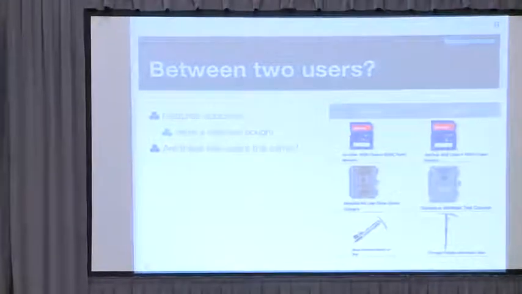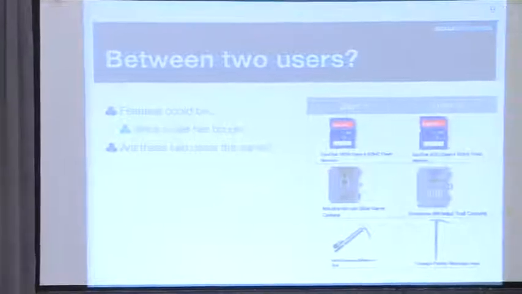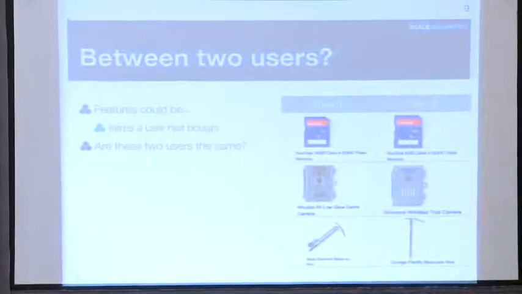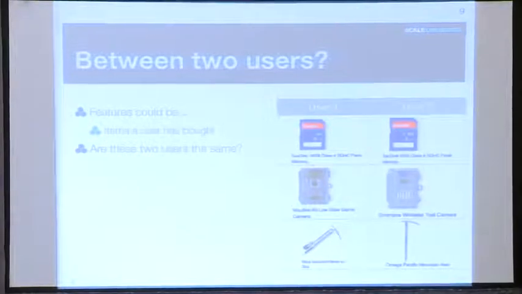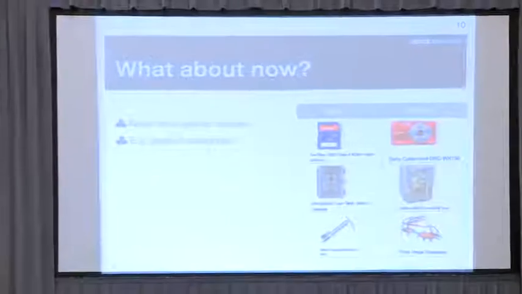I look at it and say, well, the difference between the first two is capacity. One's 8 gigs, one's 16 gigs. And the second is both critter cams. And the third one is both different versions of an ice axe. Not so hard. But, of course, I can make it harder.